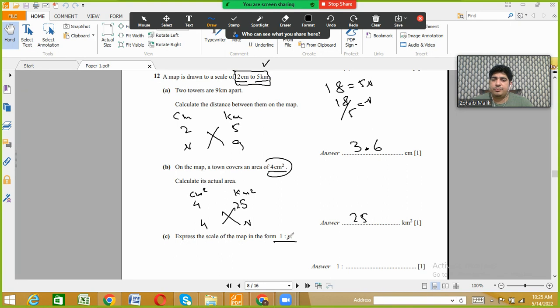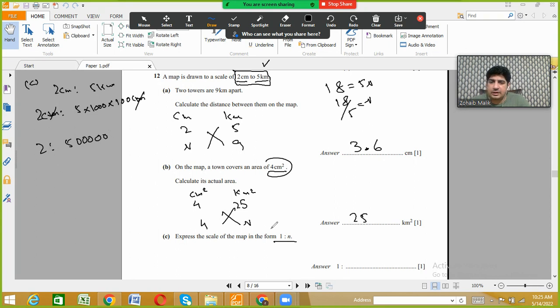Now express the scale of the map in the form of 1 ratio n. So we have to find the ratio of the scale. So let's do it here. This is 2 centimeter to 5 kilometer. As you know, the ratio can be simplified in like quantities, so we are just going to change kilometers into centimeters. So 5 into 1000 will be meters, multiplied by 100 it will be in centimeters. Centimeter cancels with centimeter. 2 ratio 5 followed by 5 zeros.